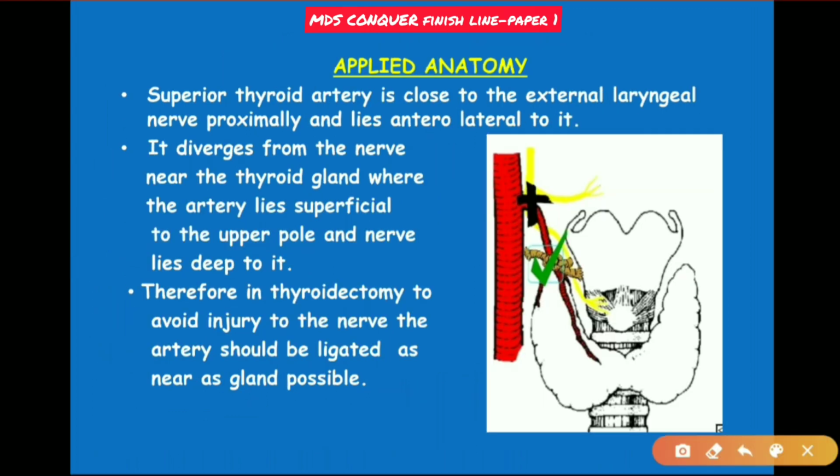Now the applied anatomy: the superior thyroid artery is very close to the external laryngeal nerve, and it diverges from the nerve near the thyroid gland. This is therefore important during thyroidectomy procedures. To avoid injury to the nerve, the artery should be ligated as near to the gland as possible, because it lies near the external laryngeal nerve. You can see here the ligation of the artery, where it lies close to the external laryngeal nerve.